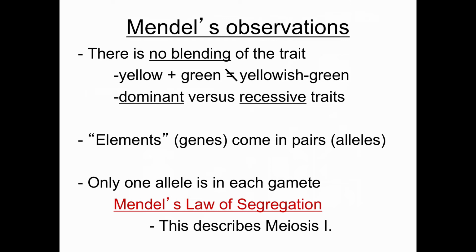Based on that, he learned that these genes, or these elements, come in pairs, and that only one allele is in each gamete. So you don't get two alleles; you get only one allele in each gamete, and he called that the law of segregation. His results basically led him to this, which he called the law of segregation.